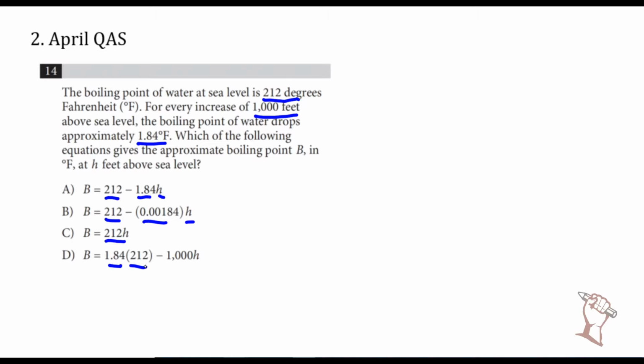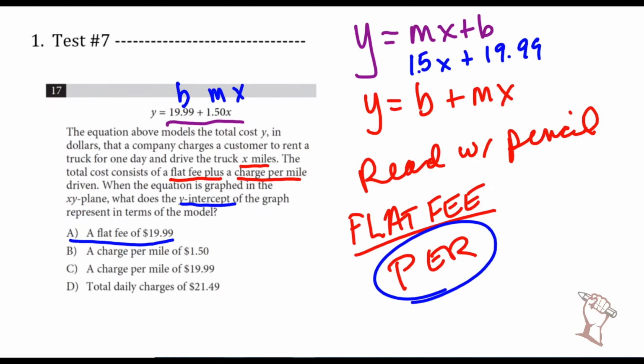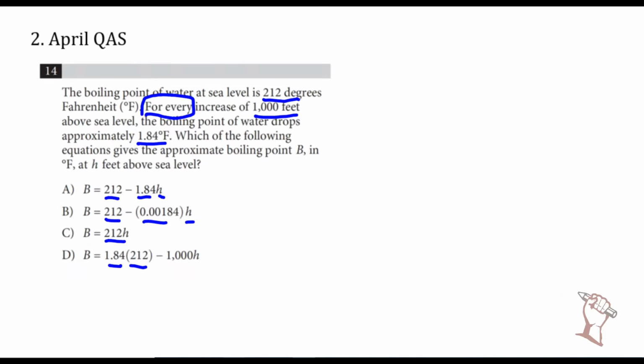It drops for every, here's our keyword. So the last one was charge per mile. This one is for every. So another great word to know is for every and for each. For every and for each almost always means your slope. So for every increase of 1,000 feet, it drops 1.84 degrees.